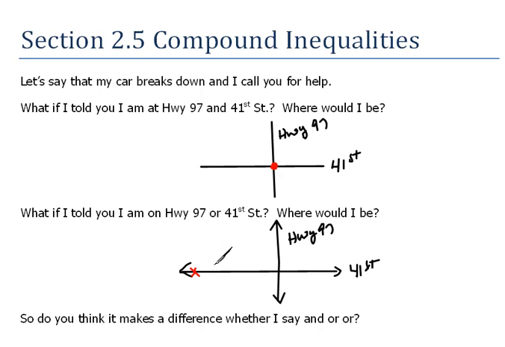So when we say "or" and "and", it makes a huge difference in what we're talking about. When we say "and", we're talking about the intersection of these two things. When we say "or", we're talking about the union of them. So "and" equals an intersection, and "or" is a union. Now we're going to talk about what that means.